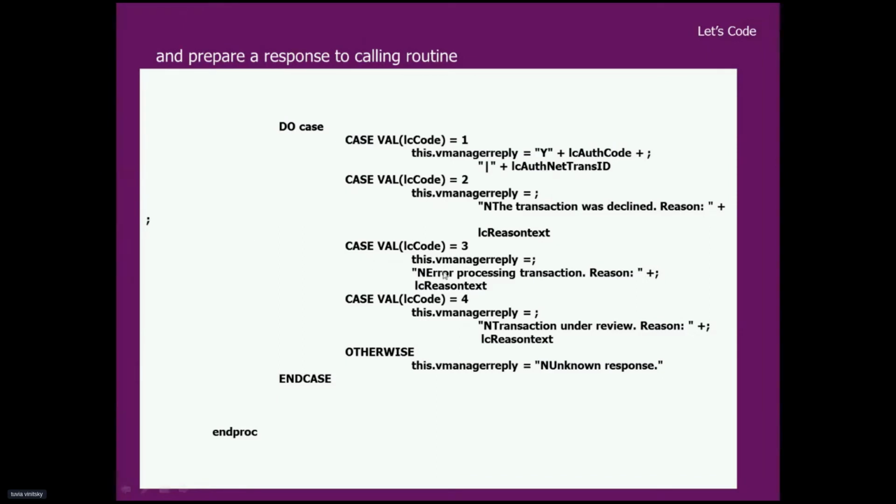Now you'll notice something interesting. There are 3 declines here, 2, 3, and 4. Transaction was declined, error processing transaction, and transaction under review. If you think that's meaningful, then you really know more about this than I do, because I can't figure out what that means usually. There is no good explanation given for when a card is declined.